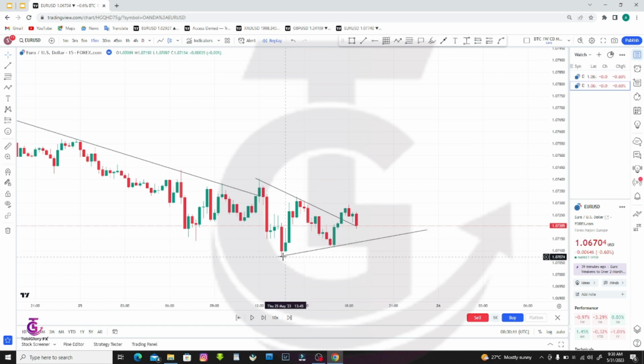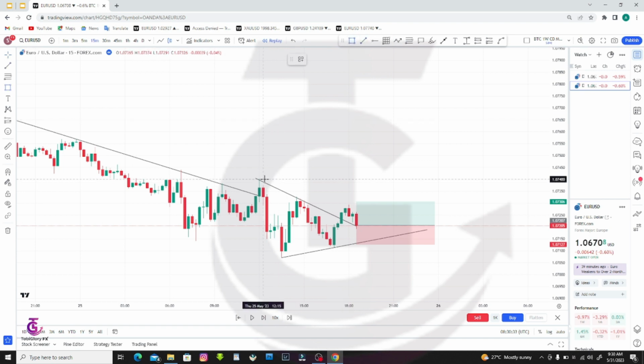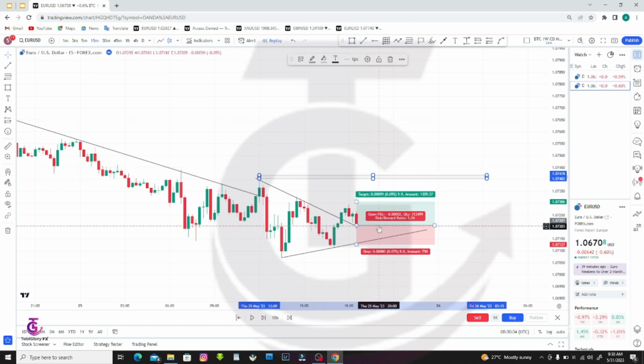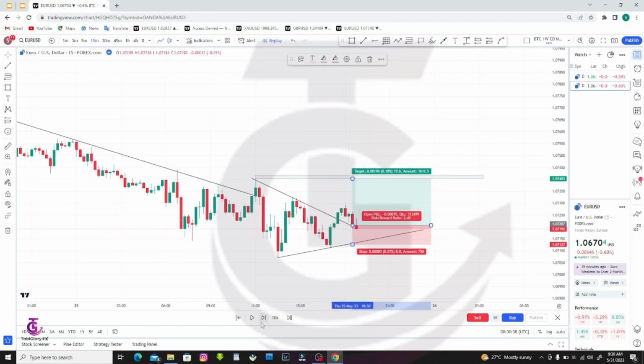Of course, we have multiple rejections at this line, and if you are selling, immediately you have a break of this high of this trend line. You can see we have a break already of this trend line. This is a buy signal for you, and you can target this area.